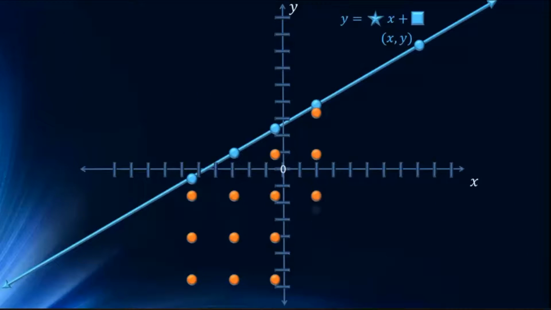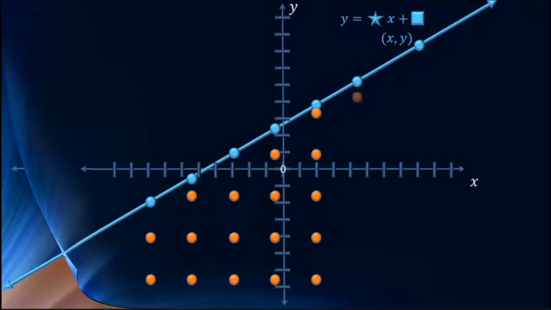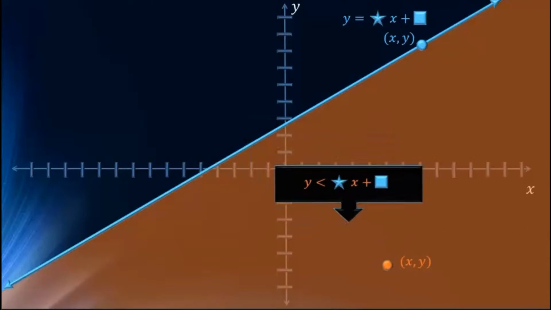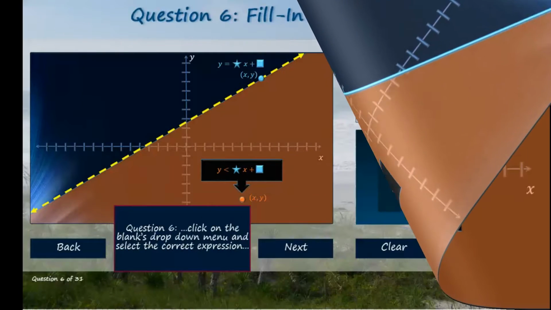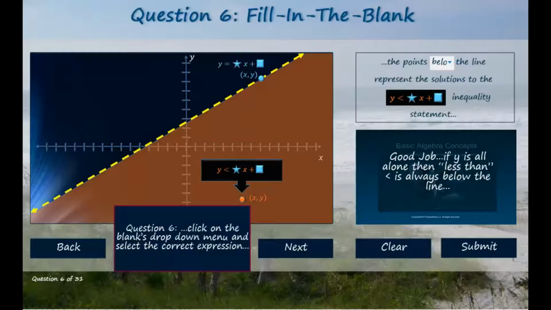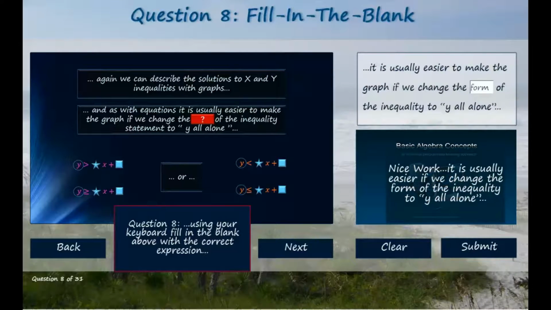for all of the points on our line, the points directly below those points, every point in that shaded area is located by an X and Y coordinate. Good job. If Y is all alone, then less than is always below the line. Nice work. It is usually easier if we change the form of the inequality to Y all alone.